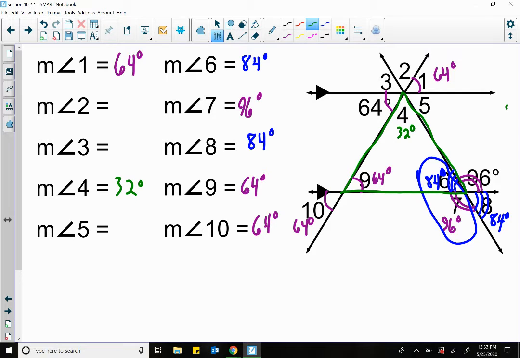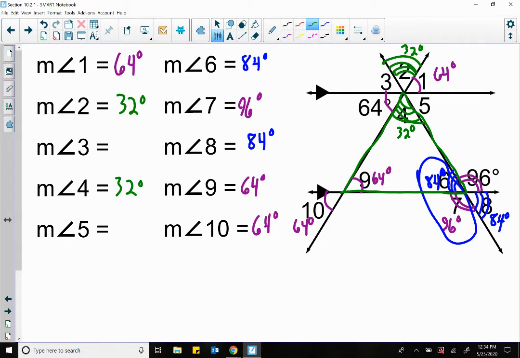See why I said this is not equilateral or equiangular? Because these aren't even 60 degrees in here. And it's not isosceles, because I don't have any two base angles that are congruent to each other. Now what's cool, again, angles 4 and 2 are right across from each other, so they have to be the same because of vertical angles. So this is 32 degrees for the measure of angle 2.